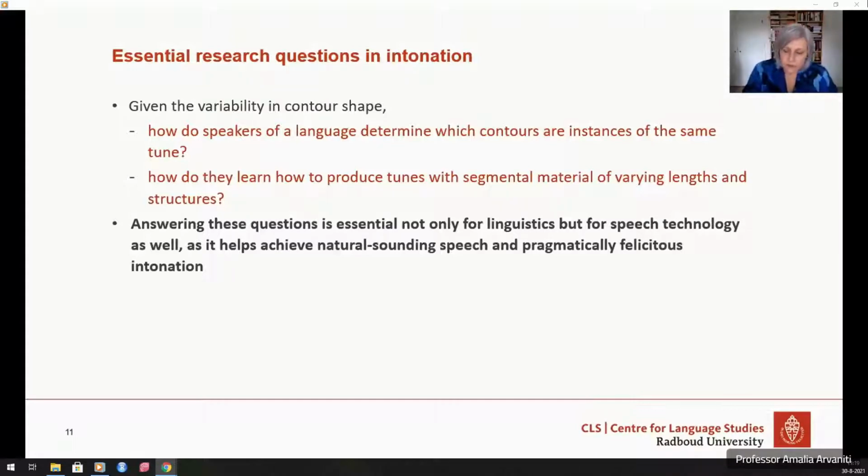Answering these questions is, of course, essential for linguistics. This is what we do as linguists when we do research on intonation, but it is also useful for speech technology as it helps achieve natural sounding speech and pragmatically felicitous intonation. Now, you can say, well, we can do that with big data. That's true, but large amounts of data are not available for all languages. So understanding how these things work and from smaller corpora is also very useful.